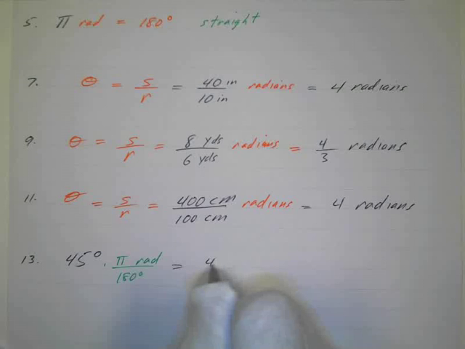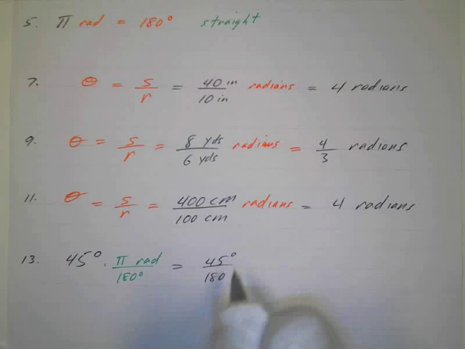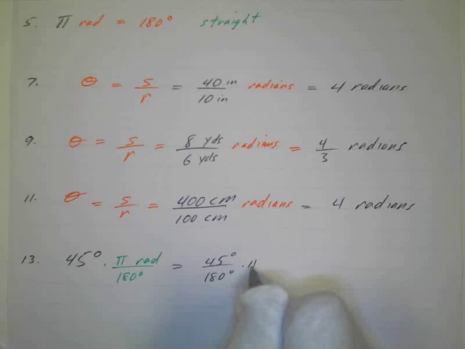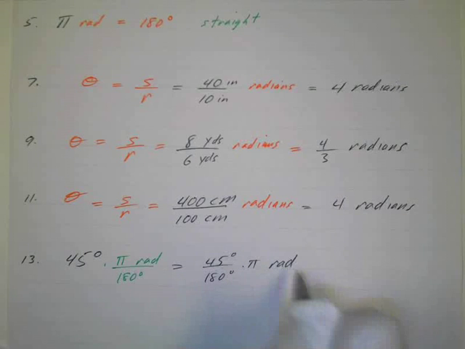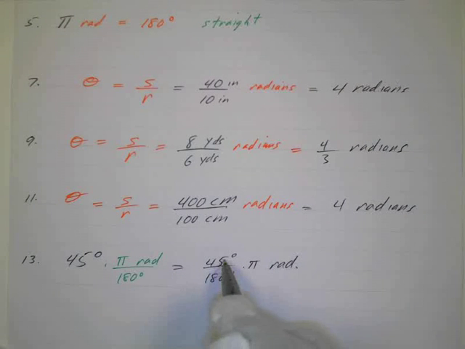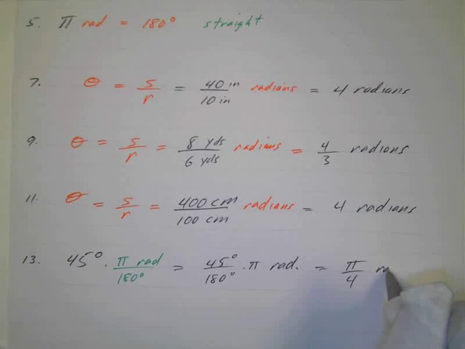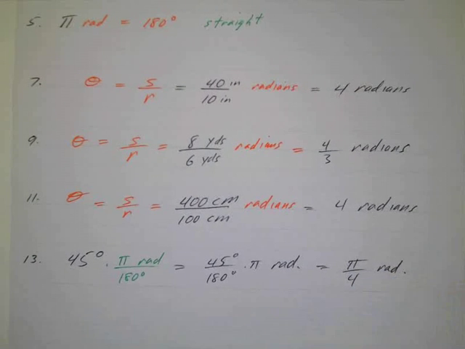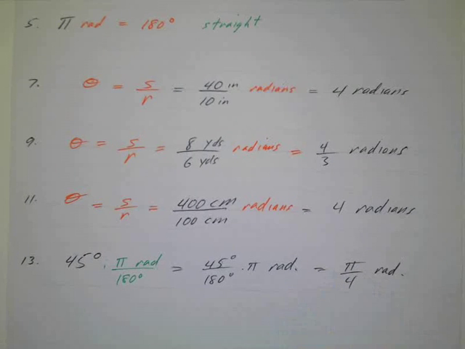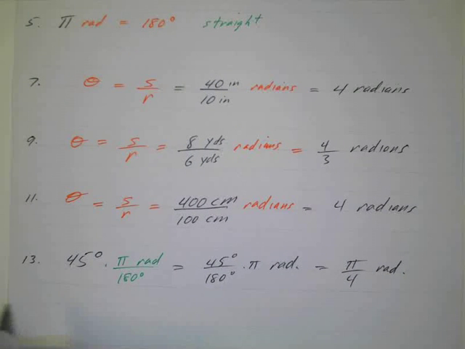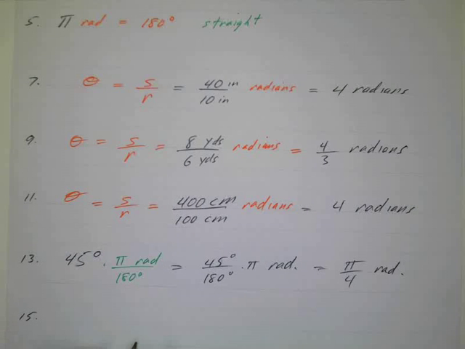So we have 45 divided by 180, and the degrees over the degrees cancel, times pi radians. And then 45 goes into 180 exactly 4 times, so it ends up being pi over 4. And we'll write the radians down, but after a while when we see pi over 4, we'll just know that that's going to be in radians, all right? So you don't always have to write it down, but when you're converting, it does help.